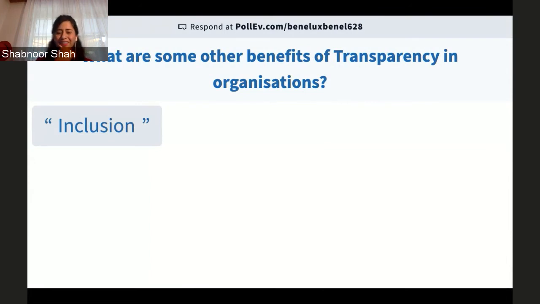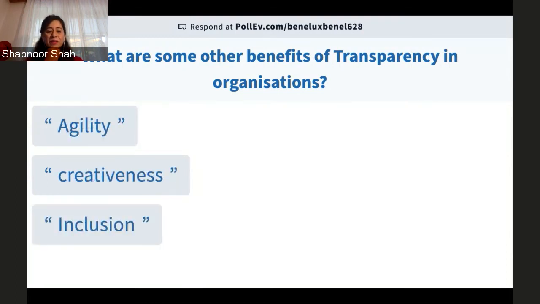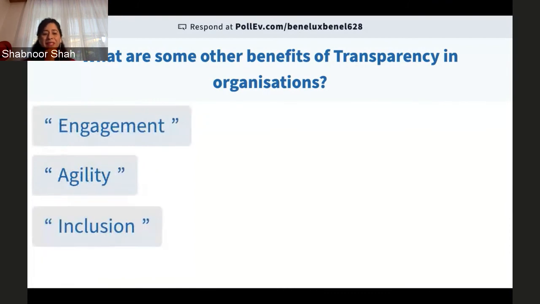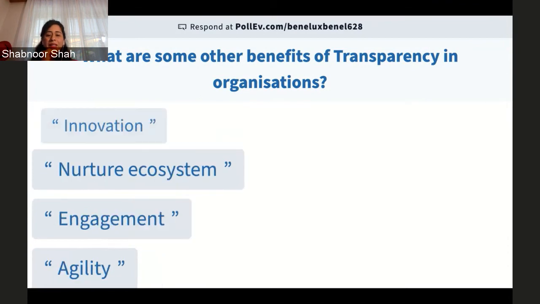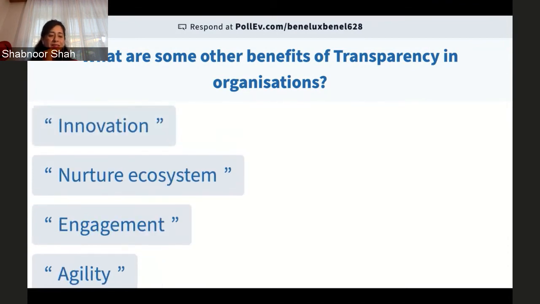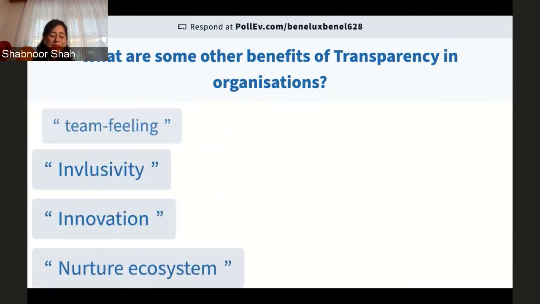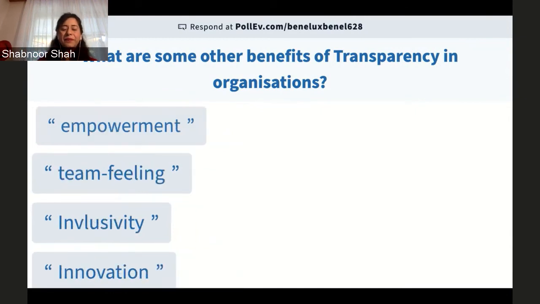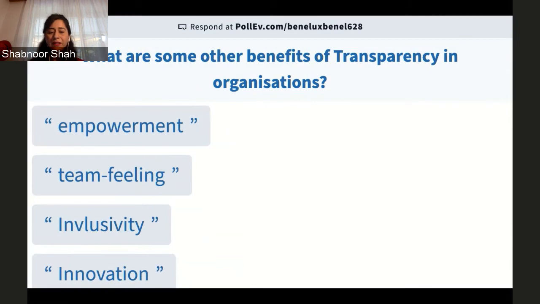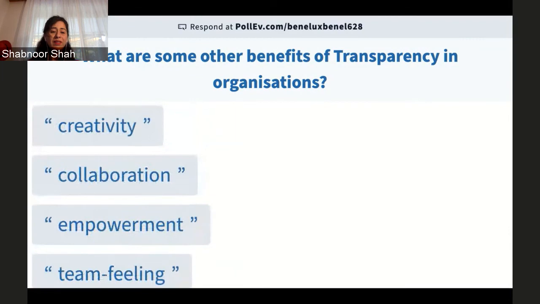That's great. Inclusion, creativity, creativeness. Agility, speed. Transparency, right? While it might seem that it could slow things down, it really increases efficiencies and creates a harmonious culture. It promotes innovation because ideas are flowing. Yeah, a sense of camaraderie. Yeah, team feeling. I like empowerment as well. Transparency leads to and could promote collaboration.